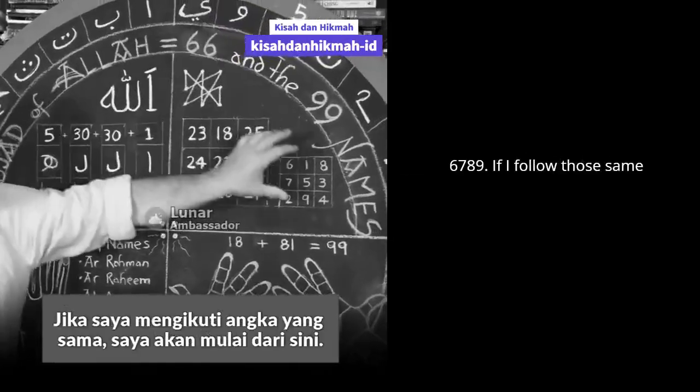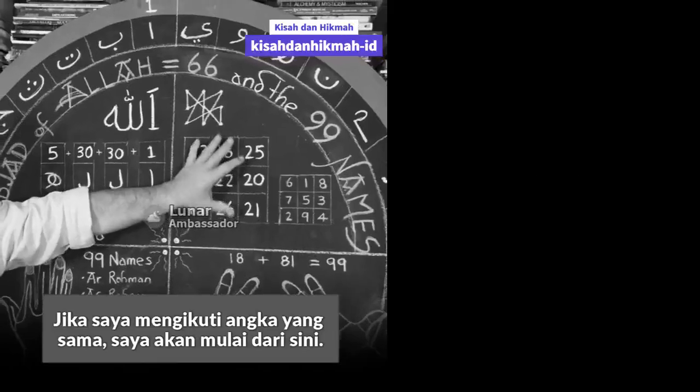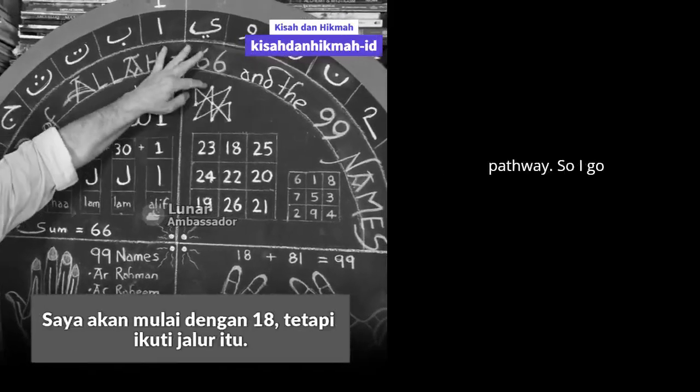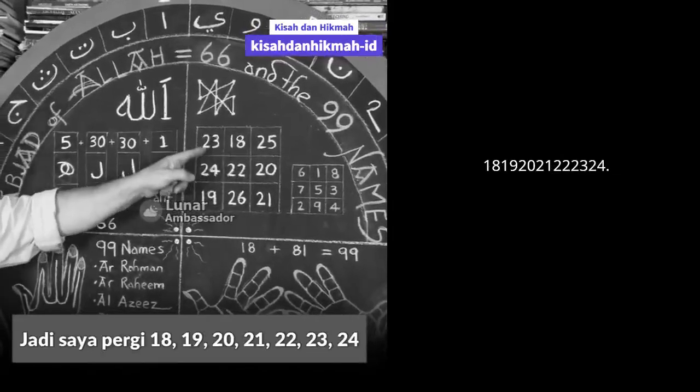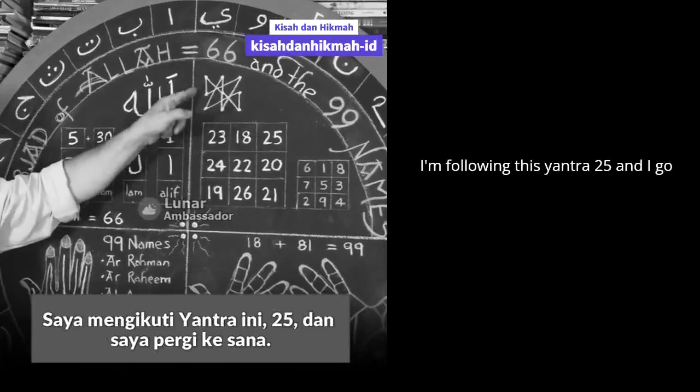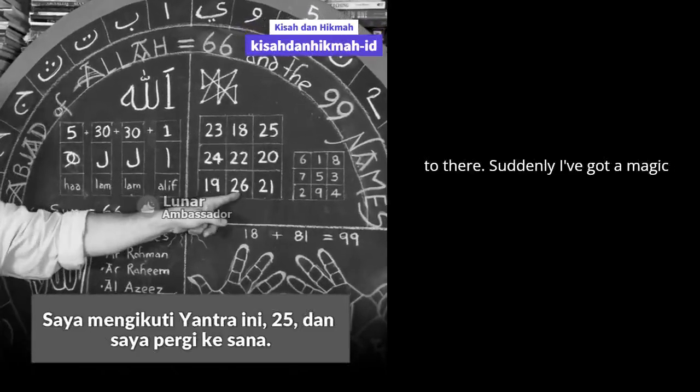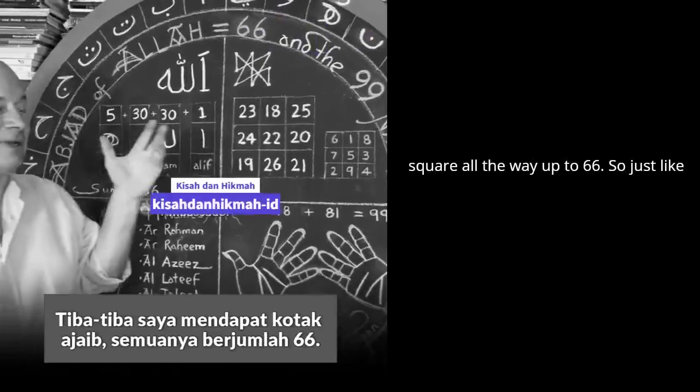If I follow those same numbers, I'm going to start from here. I'm going to start with 18, but follow that pathway. So I go 18, 19, 20, 21, 22, 23, 24. I'm following this yantra, 25, and I go to there. Suddenly I've got a magic square. It all adds up to 66.